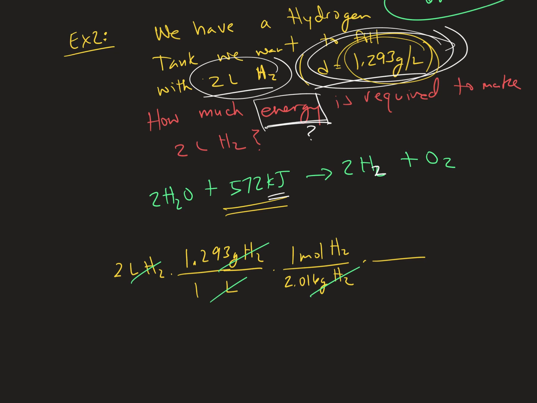How many? 2 moles H2, because that's the coefficient in front of H2. We want H2 to cancel. 2 moles of H2 and 572 kilojoules of heat. That's it. And we get 367 kilojoules of heat is required. Or is absorbed. Do you see that they're two different words that mean the same thing?